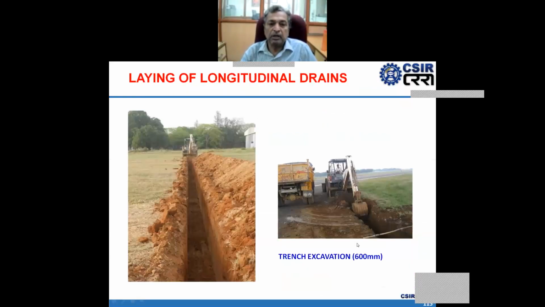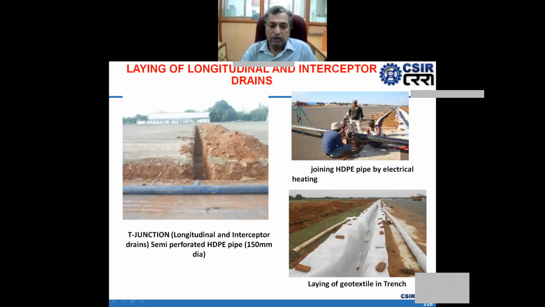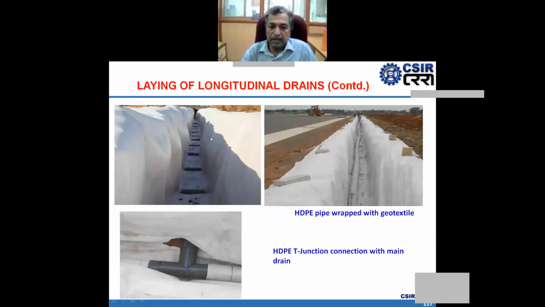So this is the laying of longitudinal drains, with excavation by equipment. And now see this T junction for longitudinal and intercepting drains. This is the HDPE pipe, and now this is the laying of geotextile, in which the perforated pipe wrapped with geotextile will be kept, and this is the pictorial view of that.